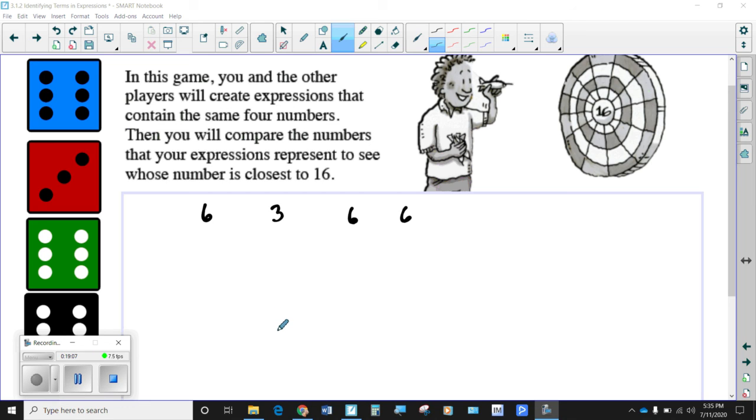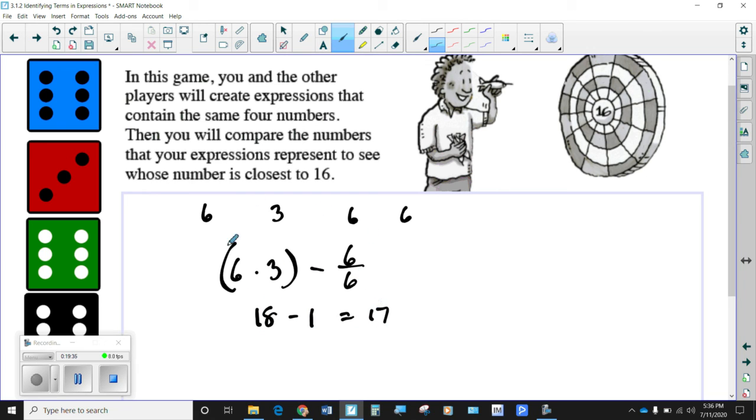Did you make it? I have to admit, I did not find 16. But I found 17. And this is how I have 17. If I take 6 times 3, put that in parentheses. I'm not sure if I need to have parentheses there. And then I'm going to subtract away 6 divided by 6. So this ends up being 18 minus 1 is equal to 17. If you figured out a way to get 16, please send me an email. I would love to see it.